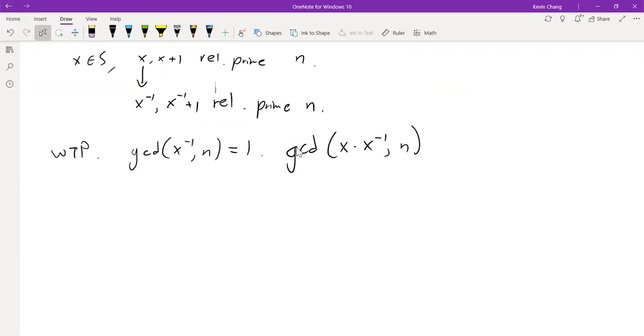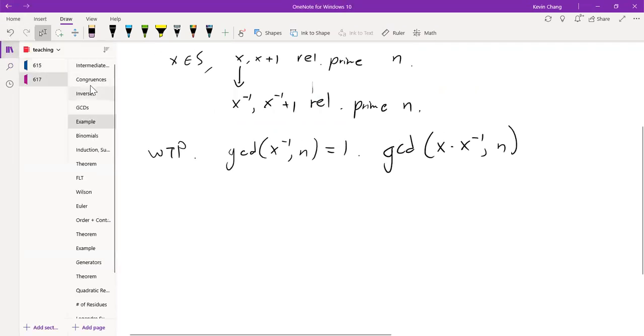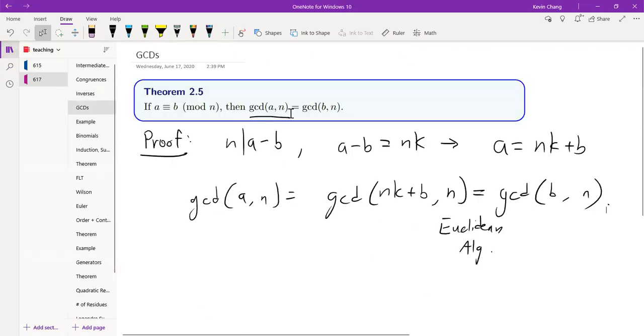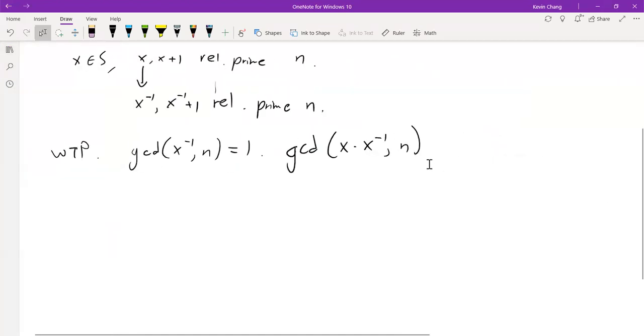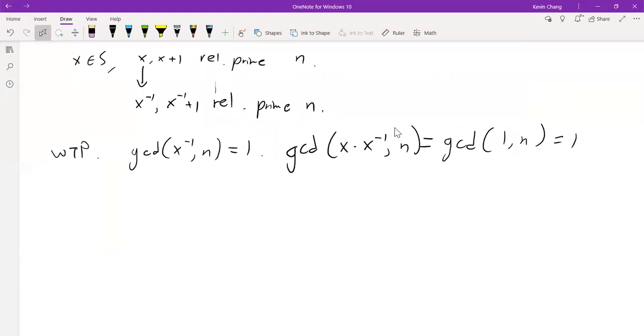But because of our previous theorem we just proved right here, this theorem where we can take mods essentially in GCDs, we actually know that this is going to be equal to GCD of 1 comma n, which is equal to 1. And that's because x times x to the minus 1 mod n is congruent to 1. And so we know that this expression is going to be equal to 1. And we also know that we're given in the problem that because x is an element of S already, the GCD of x and n is also 1.